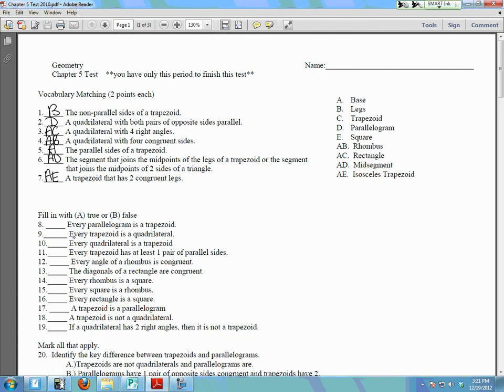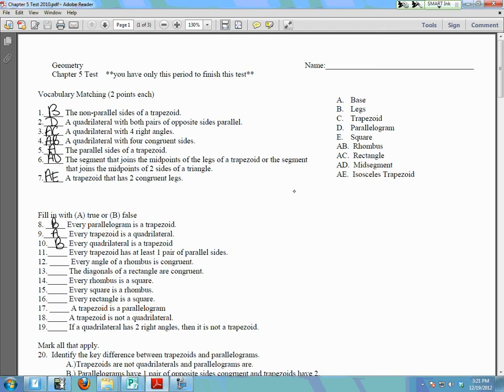True or false here? Every parallelogram is a trapezoid. That is false, which on the Scantron that would have been B. Every trapezoid is a quadrilateral. That is true. Every trapezoid is four-sided, so that should be A. Every quadrilateral is a trapezoid. That's false. And remember, back up to 8, every parallelogram is a trapezoid. Parallelograms are not trapezoids. Trapezoids are not parallelograms.